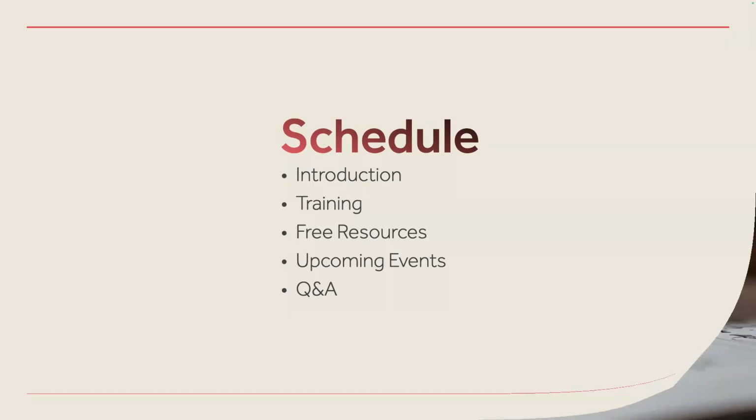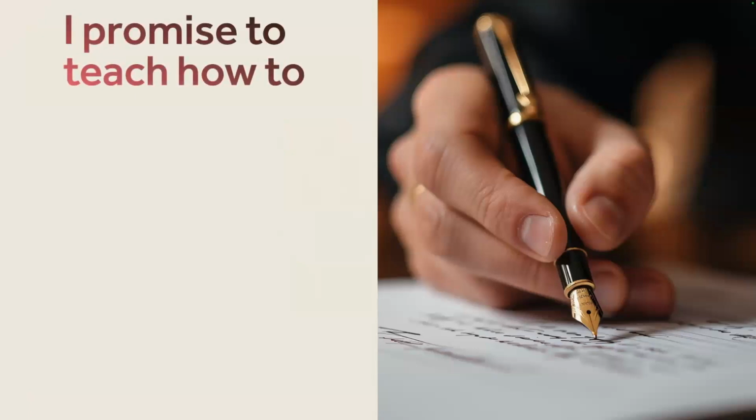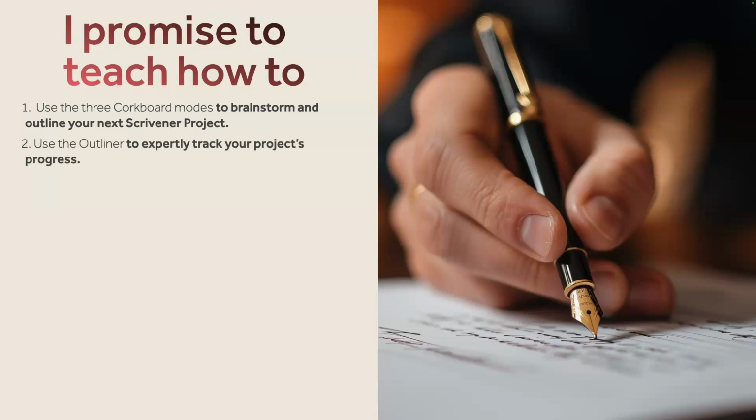Okay. So let's talk about it. What are you going to learn today? There are 6 tools I want to teach you. The first one is the corkboard: how to use the 3 corkboard modes to brainstorm and outline your next Scrivener project. After the corkboard, we're going to take a look at the outliner, which is another view that Scrivener offers to help you expertly track your project's progress. Okay, that's one of my favorite tools. I love using that one. I think you're going to enjoy that.